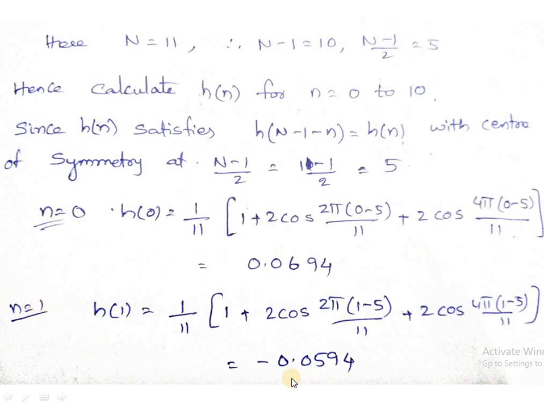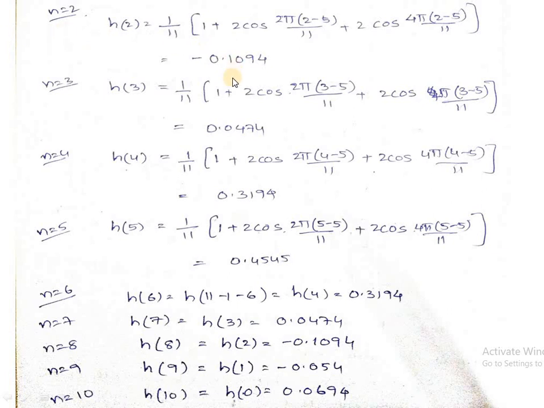Similarly, when I substitute the other values of n and also use those symmetry conditions, I see that for n is equal to 1 it is equal to minus 0.0594, and similarly for n is equal to 2 it is minus 0.1094, and for n is equal to 3 it is 0.0474, and n is equal to 4 it is 0.3194. And at the center of the symmetry at n is equal to 5 we have calculated it as 0.4545.